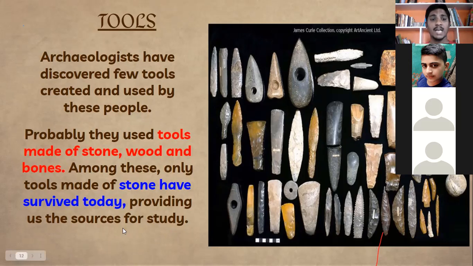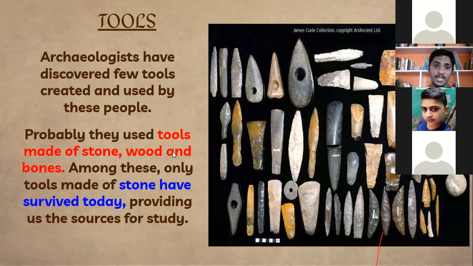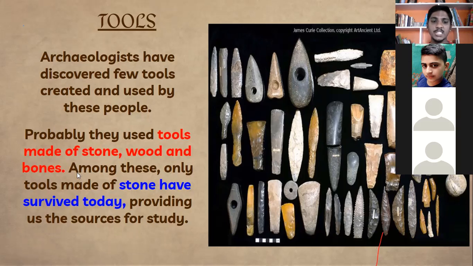Now, in this I told you the tools they used were made up of stone, wood, and bone. Out of these, only the stones have survived today. Whatever tools they made out of stone have survived.